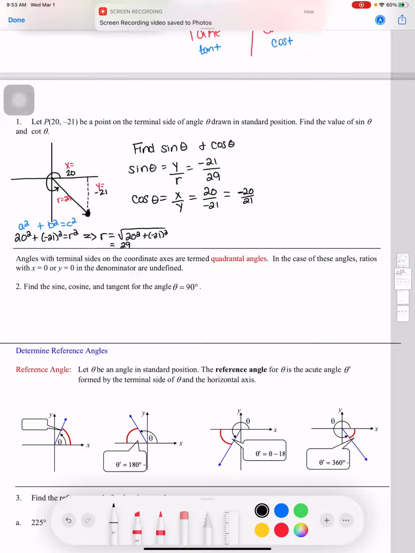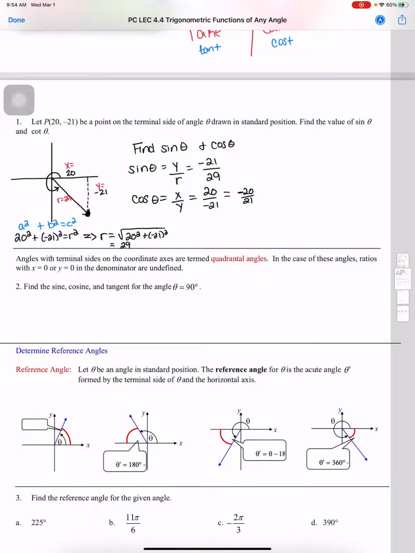Example 2. It says angles with terminal sides on the coordinate axes are termed quadrantal angles. Excuse my vocabulary there. In the case of these angles, ratios with x equals 0 or y equals 0 in the denominator are undefined. So they've kind of already given us part of the answer here, but we're going to work through it so we can really understand what's going on. Okay, so it says find sine, cosine, and tangent for when our angle is equal to 90 degrees.